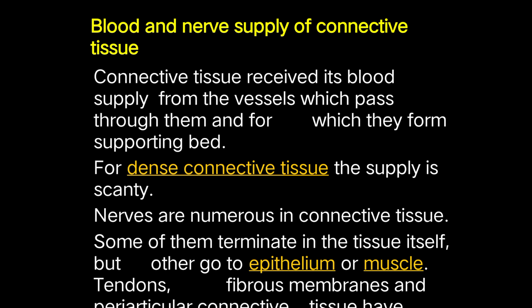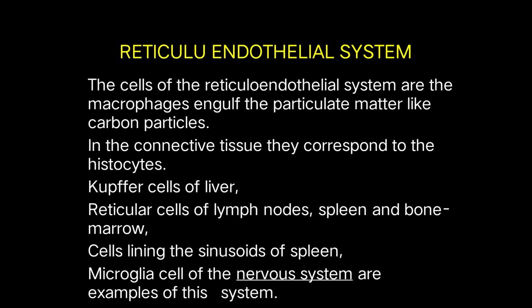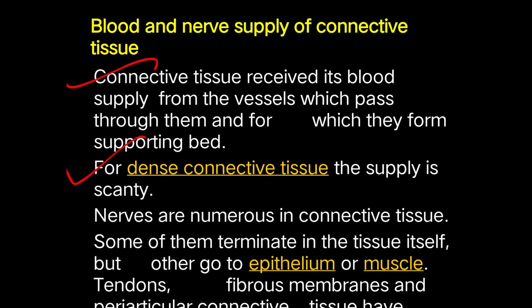Okay, so then the blood and nerve supply to the connective tissue. The connective tissue receives its blood supply from the vessels which pass through them, and for which they form the supporting bed. Then, for dense connective tissue, the supply is scanty, and the nerves are numerous in the connective tissue. Some of them terminate in the tissue itself, but others go to the epithelium and muscles and tendon, fibrous connective tissue, and periarticular connective tissue. That is the blood supply and nerve supply.